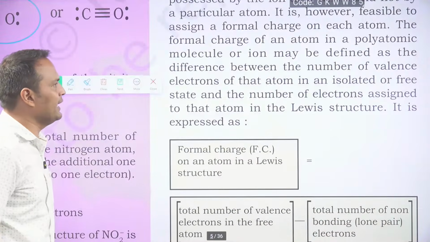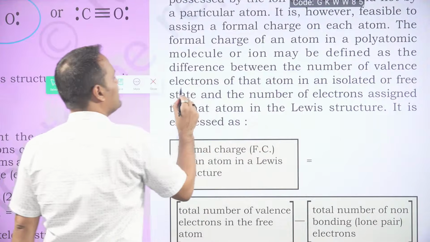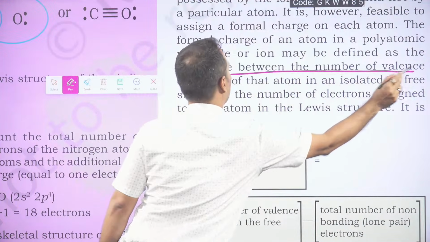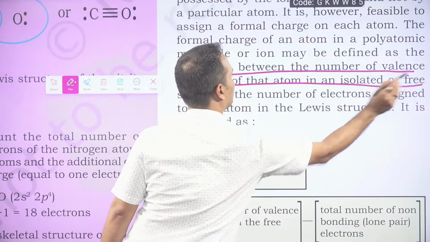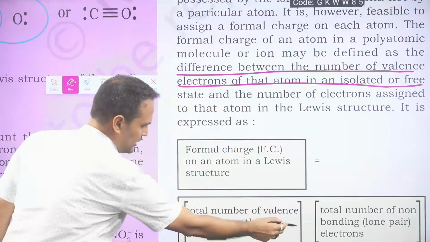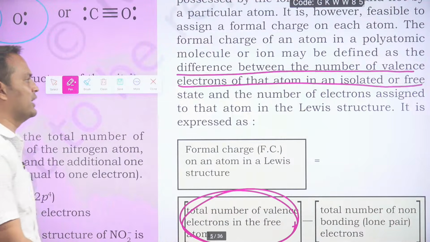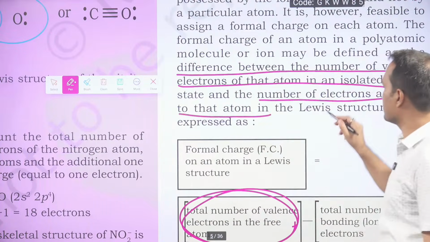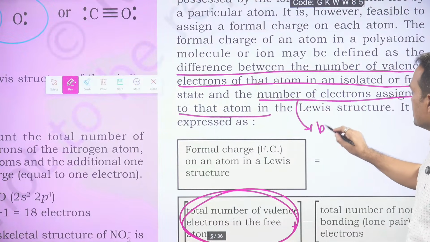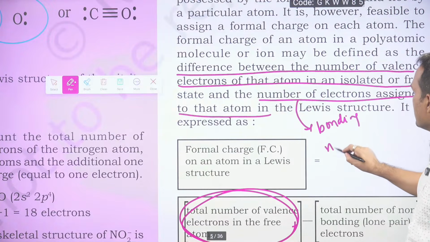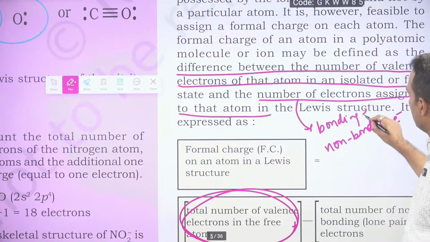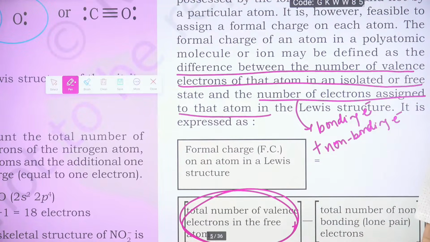Okay? They are writing here, it is defined as the difference between the number of valence electrons of that atom in isolated free state. This is the valence electron in the free state. And the number of electrons assigned to that atom. Assigned to that atom means what? It contains bonding as well as non-bonding electrons, bonding electrons plus non-bonding electrons, which we have written later on.